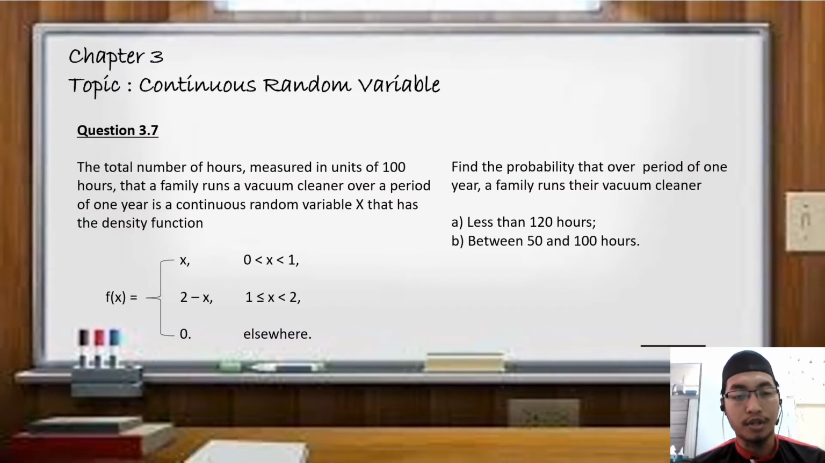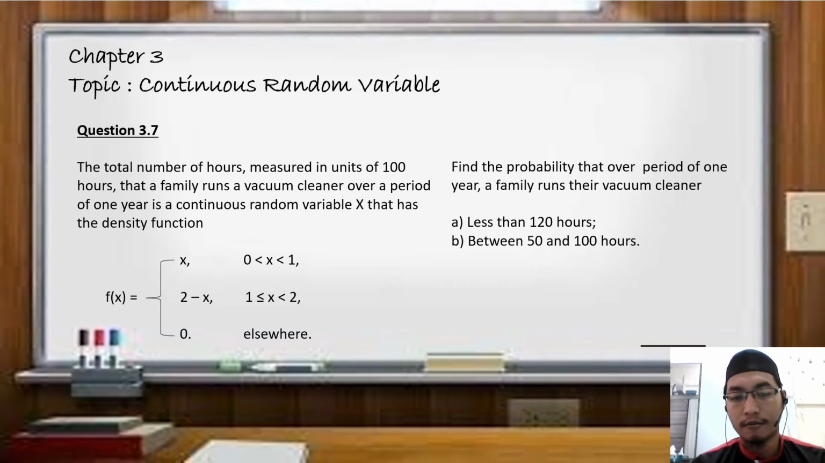Okay, so we go to the next question, which is in chapter 3, topic continuous random variable. So we go to question 3.7. The total number of hours, measured in units of 100 hours, that a family runs a vacuum cleaner over a period of 1 year is a continuous random variable X that has the density function. So f(x) equals x, where x is greater than 0 and less than 1, and 2 minus x, where x is greater than 1 and less than 2, and f(x) equals 0 elsewhere.